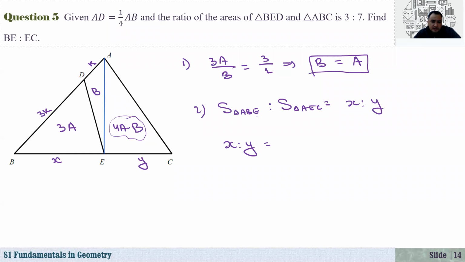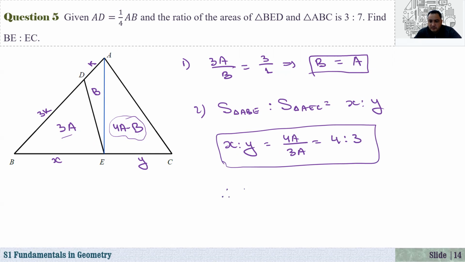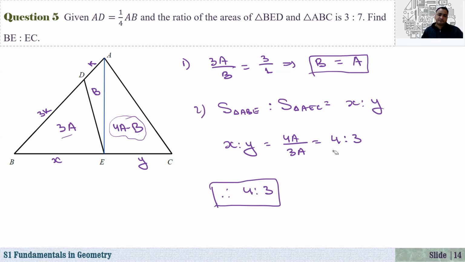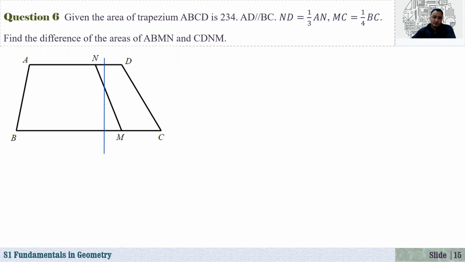The area of the triangle ABE is equal to 3A plus B. That's equal to 4A. And the area of AEC, that's equal to 4A minus B. So 4A minus A, that's equal to 3A. So this ratio is equal to 4 to 3. Right? So the answer is 4 to 3. All right. Next question.